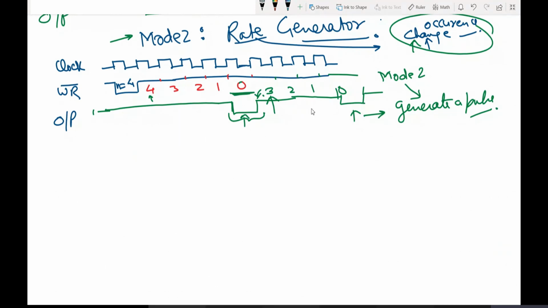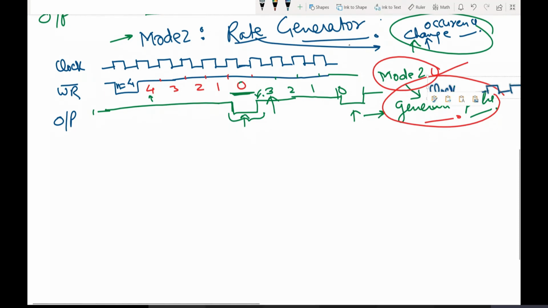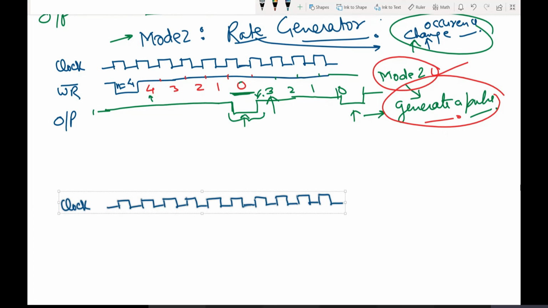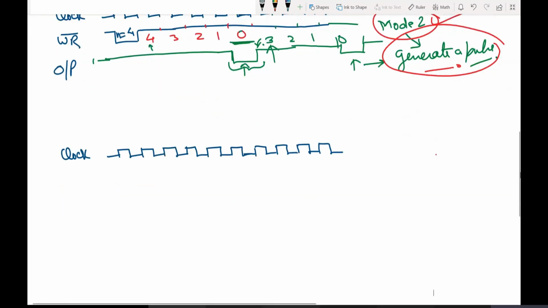Any doubt? Yes, sir. Just remember this much: there is a change and there is a reoccurrence of a pulse, a single pulse. That's it. And how do they ask you? They ask in the same question, generate a pulse. So whenever they ask to generate a pulse, your mode is mode 2. Okay, so let's get back to mode 3 quickly. It is very important and it can be done very quickly. Mode 3 is your square wave generator.